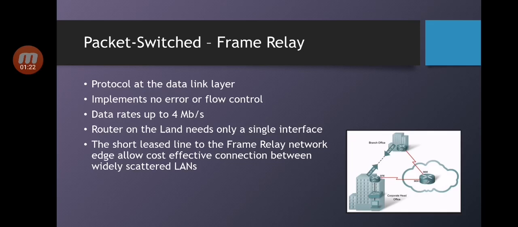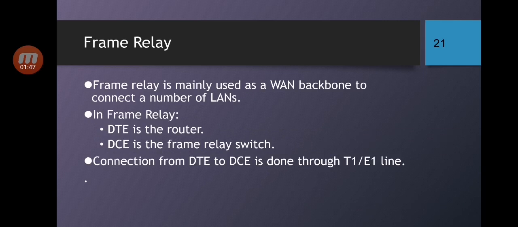The data rates are up to 4 megabits per second. It is actually slightly higher than the X.25. Router on the LAN needs only a single interface. A short leased line to the frame relay network edge allows cost-effective connection between widely scattered LANs. So it is actually mainly used as one big backbone to connect a number of LANs.